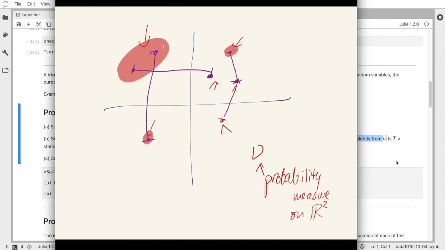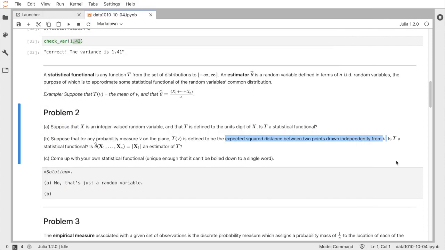You could approximate it by drawing pairs of points independently from the measure, computing their squared distances and averaging. If we did that enough times, we'd be approximating the expectation very accurately. So anyway, t of nu in this case is defined to be a number. It takes distributions as input. So yes, this is a statistical functional.